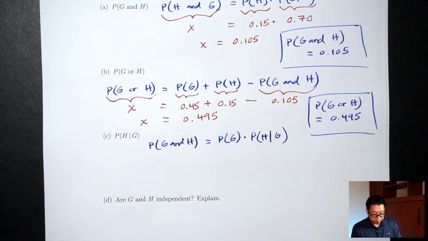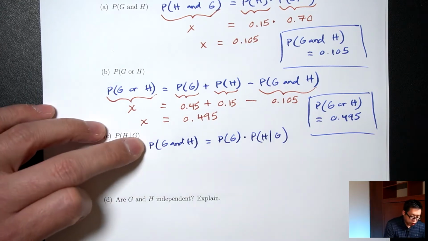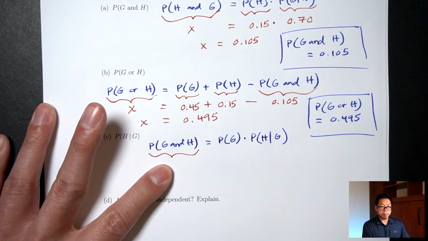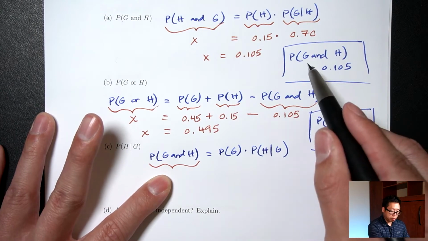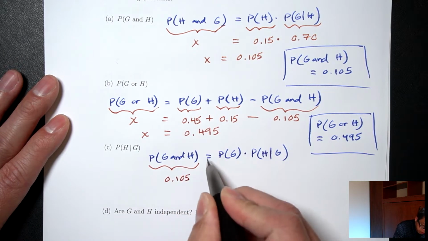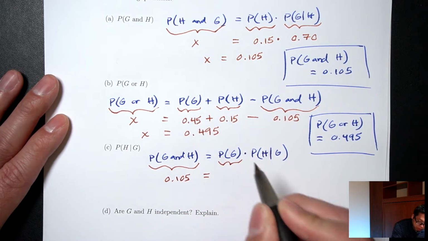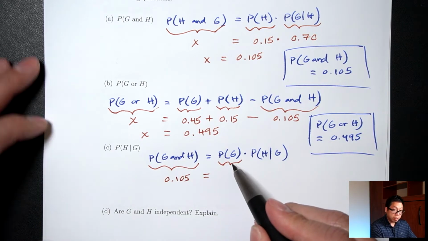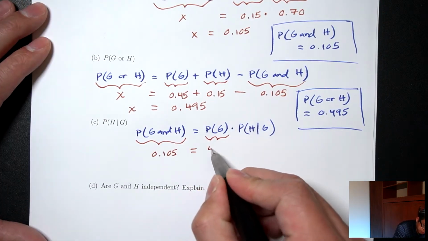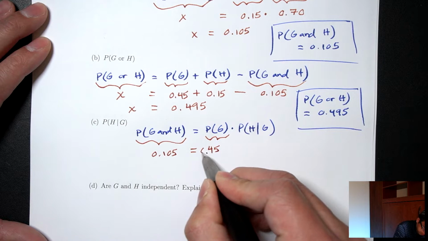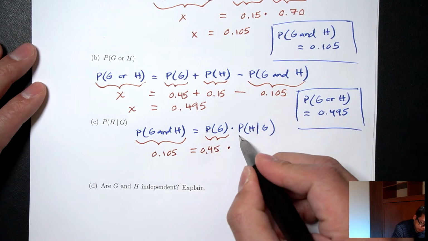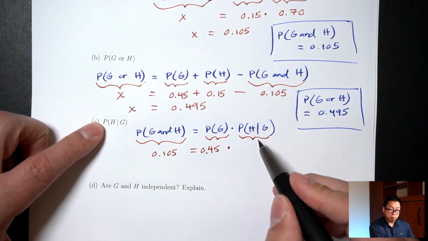Okay, so let's go through and fill stuff in. Do I know G and H? I do. G and H is 0.105, so this entire thing is 0.105. There's an equals probability of G. Do I know that? Probability of G, I do know, is 0.45. And then there's a times there. Probability H given G, that's actually what I'm looking for.